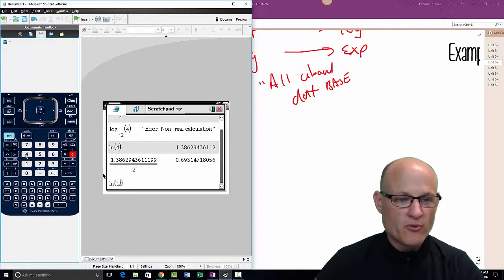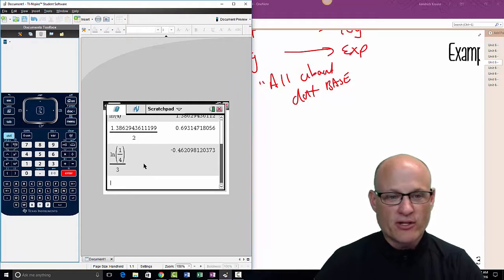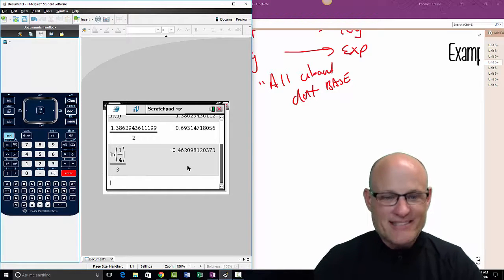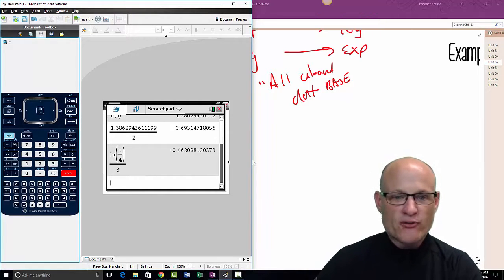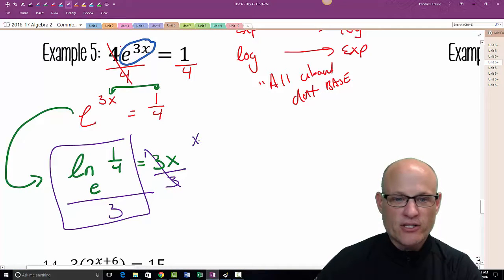1 divided by 4, all divided by 3. It's going to make it look pretty when I do this. Okay, there it is. 1/4 divided by 3. And it's negative 0.46209. So x equals negative 0.46209.